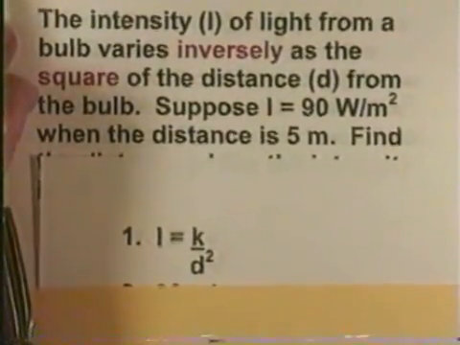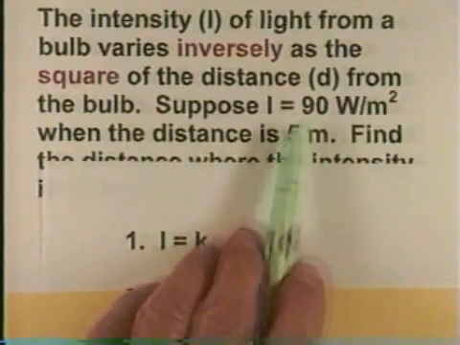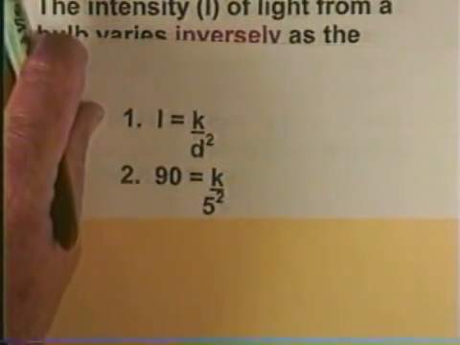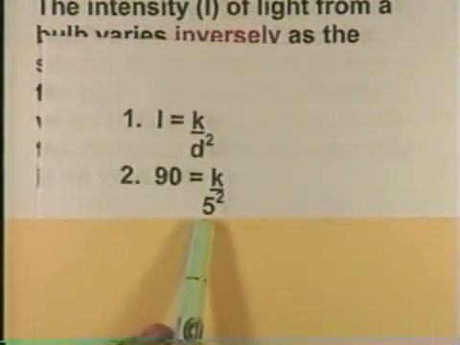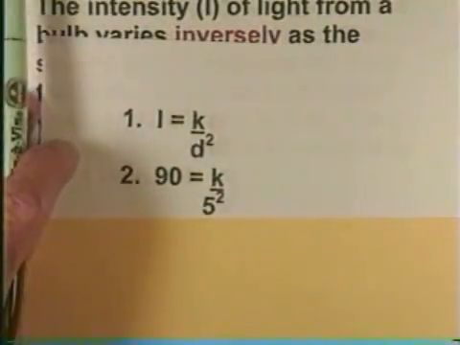Now step 2, we want to use a given measurement to find K. Well, the given measurement is I is 90 when D is 5. So I'll replace I by 90 and D by 5. So I get 90 is equal to K over 5 squared.